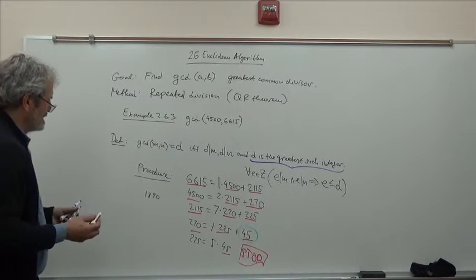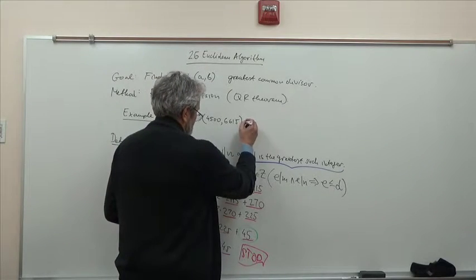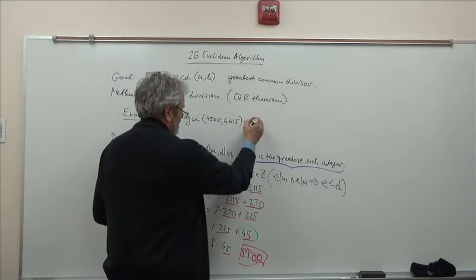And then you say the following. So GCD of 4,500 and 6615 is 45.